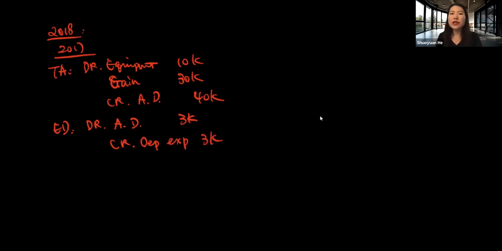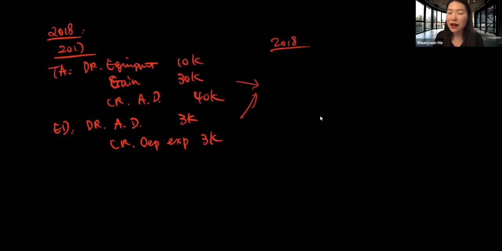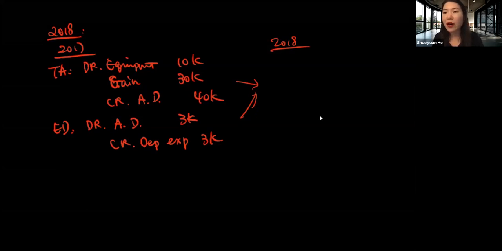So those are the two entries we make in the year 2017. And in the year 2018, the first thing we need to do is carry over the effect of these two general entries to the year 2018. Because all of the income statement accounts have been closed into retained earnings, when we carry it forward to the year 2018, we need to replace all of the income statement accounts with retained earnings. So basically, gain here can be replaced with retained earnings. Depreciation expense can be replaced with retained earnings, and everything else is the same.